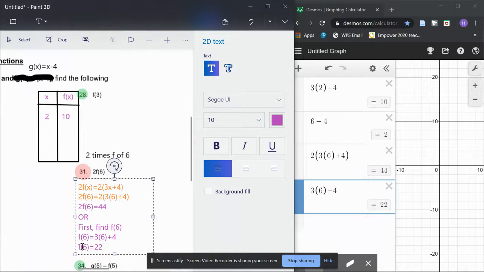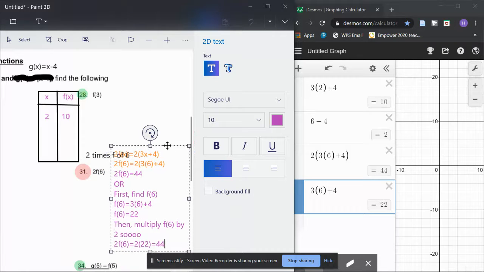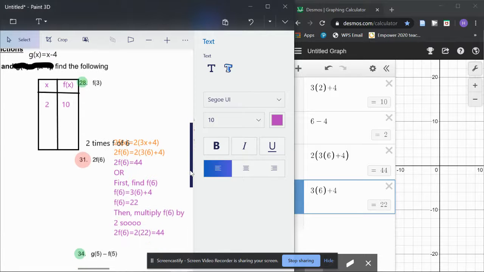So since f of 6 is 22, we can then multiply f of 6 by 2. So 2 f of 6 equals 2 times 22, which equals 44. So there's a couple different ways you can do a problem that has the number in front of that function notation there. Okay, let's scroll down.